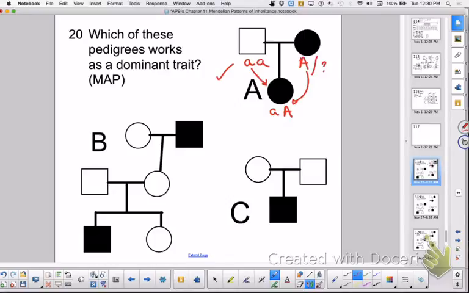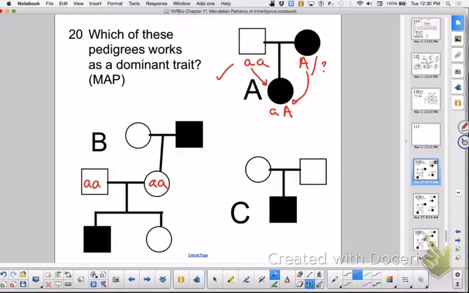Would this one work as a dominant trait? No. Why not? Dominant traits don't skip generations. So these individuals right here would have to be little a, little a. Now, if it was without the bottom part down here, would this work?